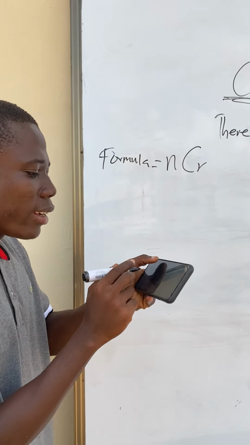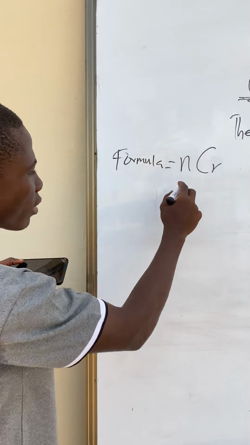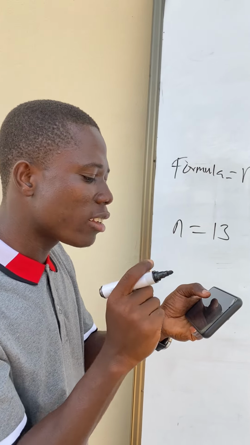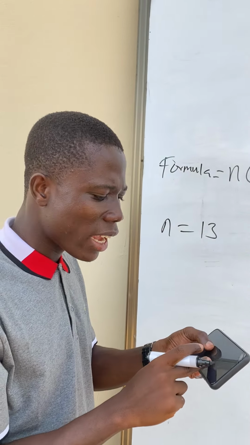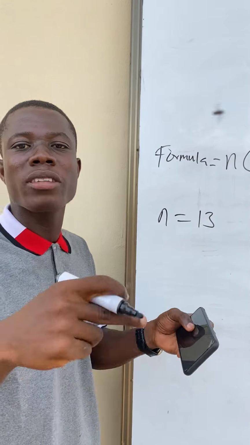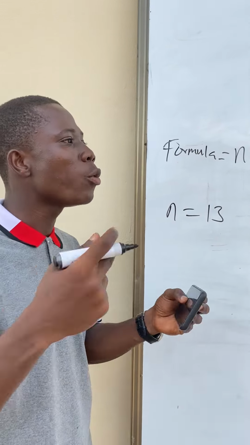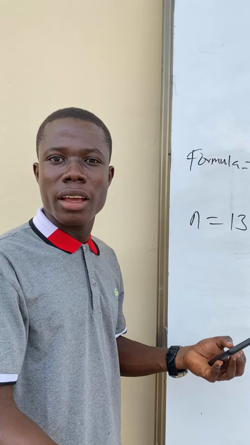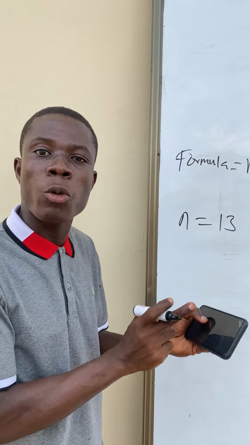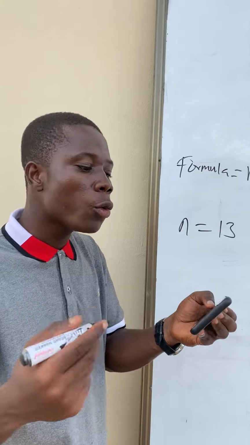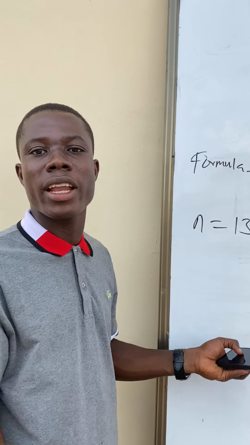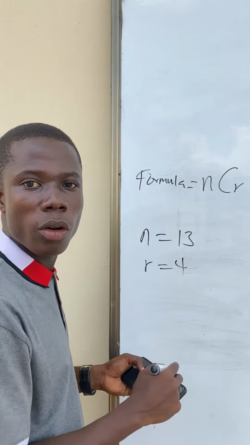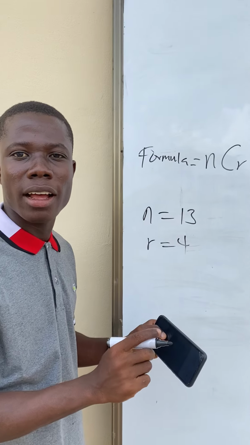The example says there are 13 students in the club. So automatically our n is 13. How many ways can 4 students be selected to attend the conference? So you see here, there's no order. He said how many ways can 4 students be selected? He didn't say how many ways can the first, second, third, and fourth student be selected. If the question had been asked that way, it means there would be an order there. But here, he said how many ways can 4 students be selected? So it means there is no order here. That's combination. So automatically our r is 4, because there is no order.